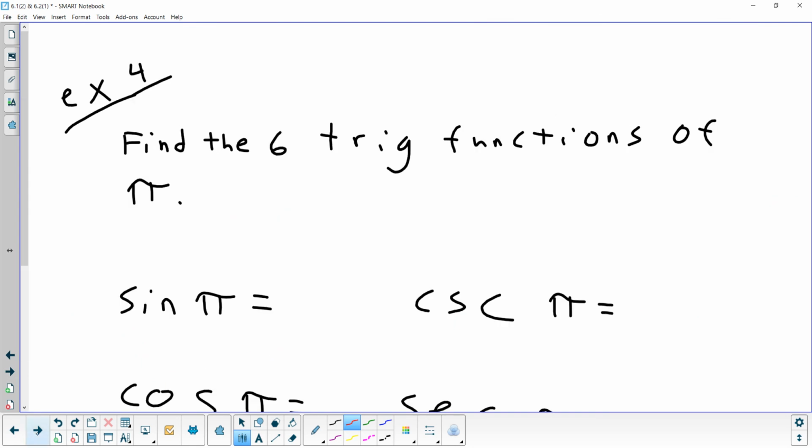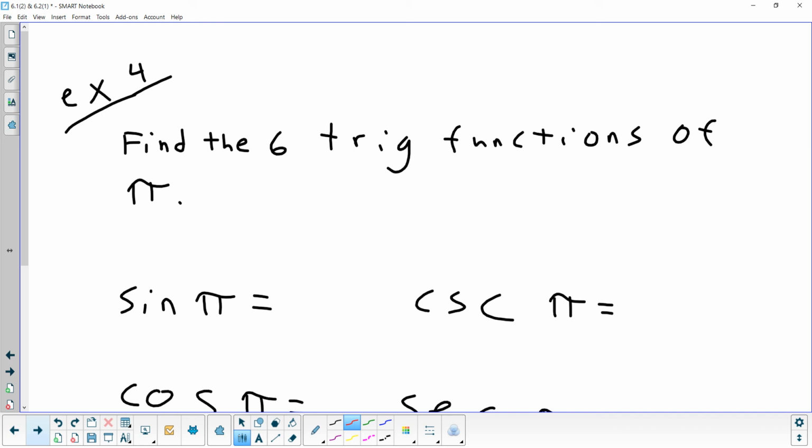All right, so let's try an example. Find the 6 trig functions of pi. Pi is maybe not the easiest to work with because we're just getting used to this system, but anybody remember what the units are if you don't see the little circle? Radians.